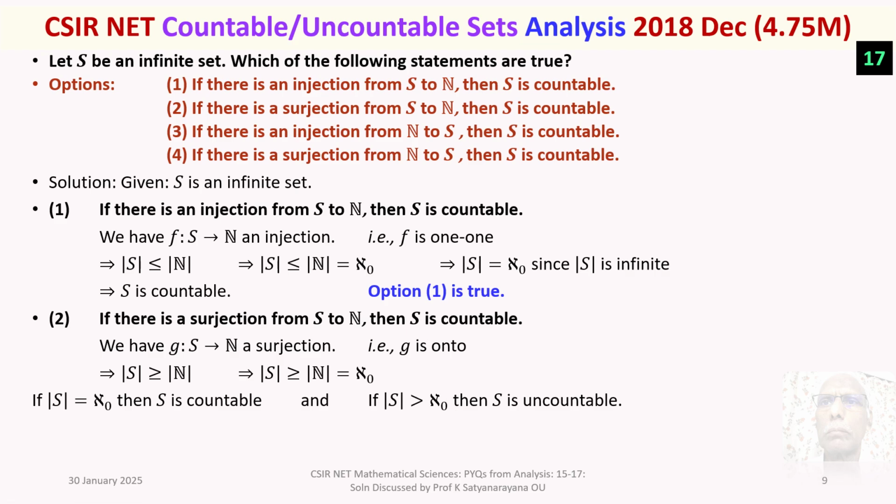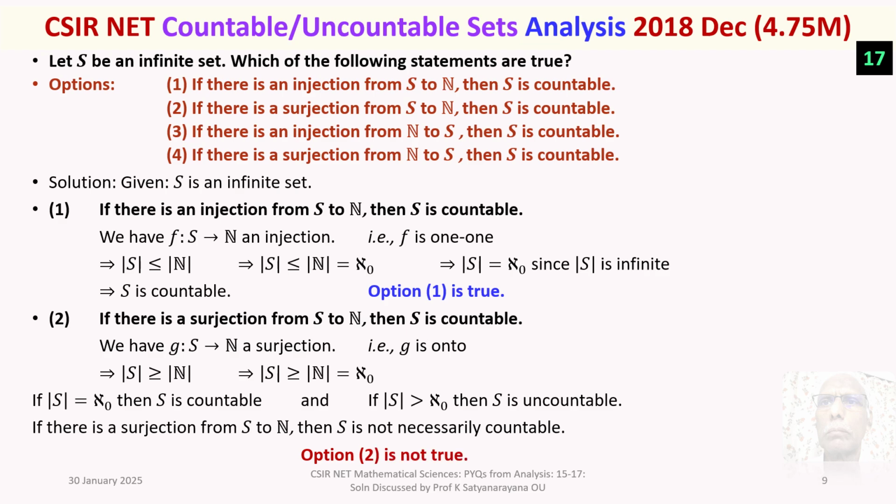So after ℵ0, what will be there? It is uncountable. So S is uncountable. So we have 2 possibilities. But is it necessarily countable? No, not necessarily countable. If there is a surjection from S to N, then S is not necessarily countable. Therefore, option 2 is not true.